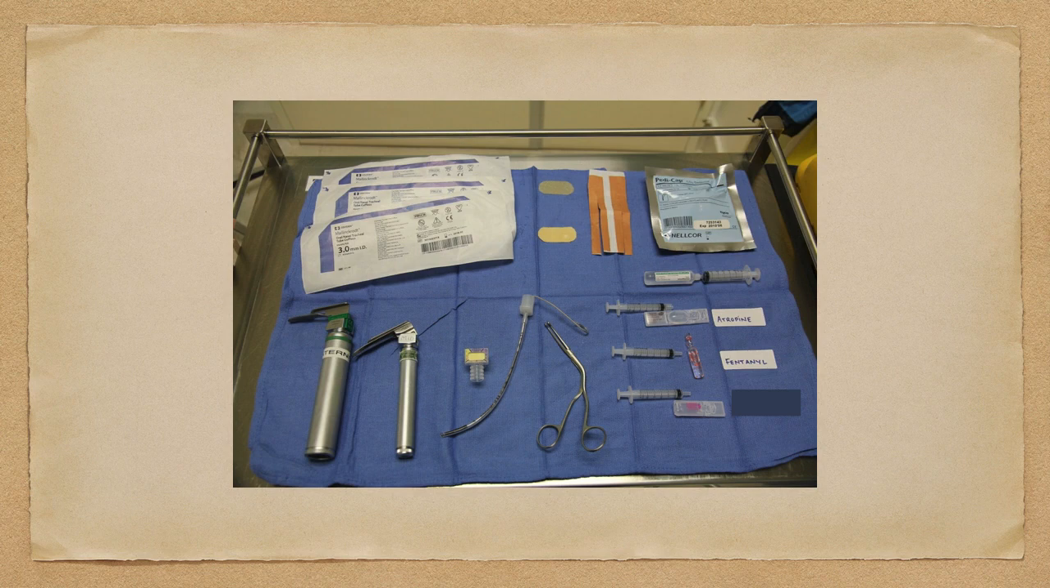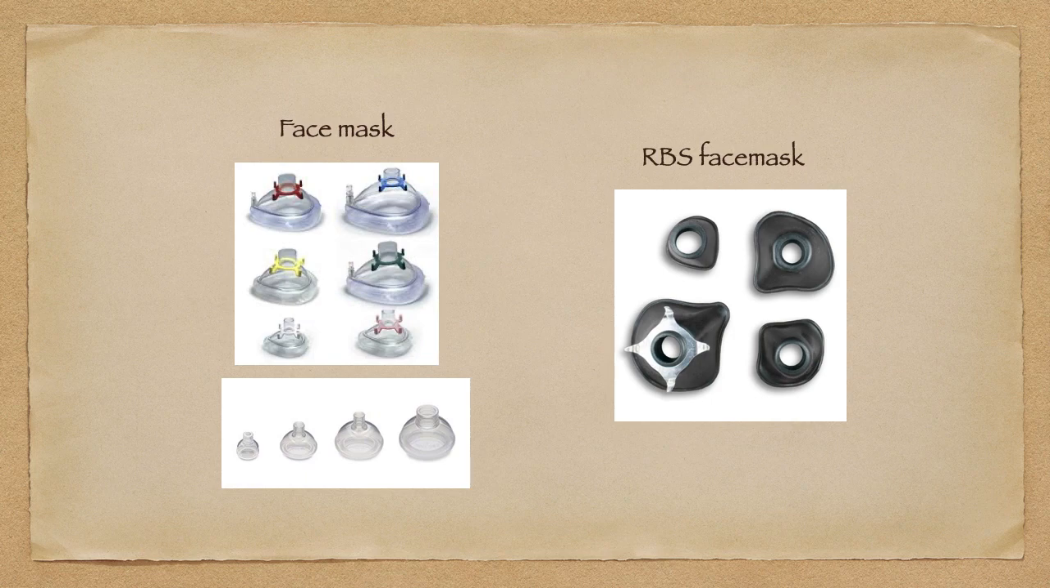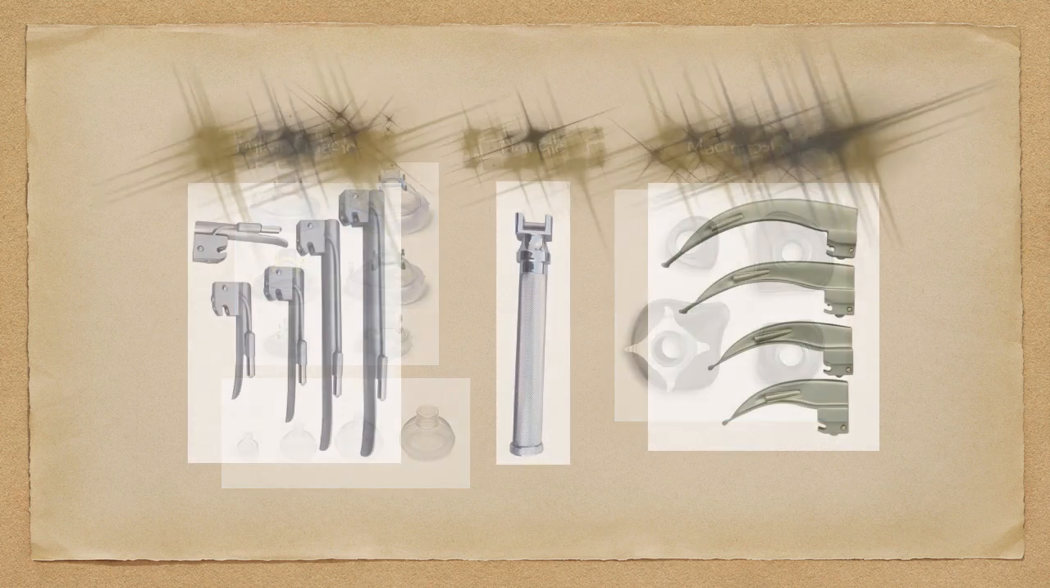In this picture you can see we have kept two laryngoscopes ready, ET tubes are ready, stillet is ready, and drugs are ready. The breathing circuit we use is the Jackson Rees breathing circuit. You can see two different sizes of bags are available, one for open circuit and one for closed circuit, and you have to keep rounded and RBS face masks ready.